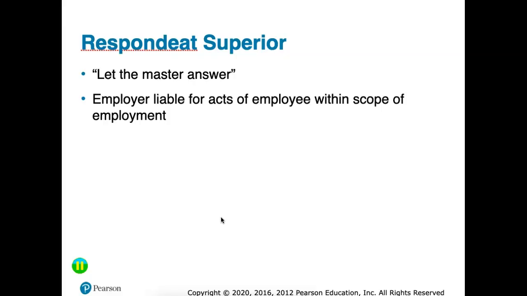Respondeat superior means let the master answer. It means the employer is liable for the acts of the employee within the scope of employment. So if a hospital or healthcare setting hires a physician that's had a lot of negligence cases in the past, and they ignore that, hire the physician anyway, and the physician causes negligence in the healthcare setting, and they're sued, the employer would be liable based on the respondeat superior doctrine on the legal side of things. So understand what that means and understand the basics surrounding it.